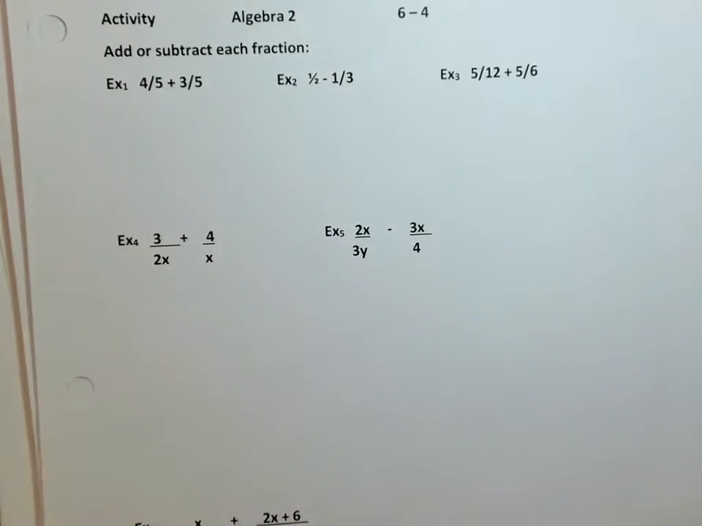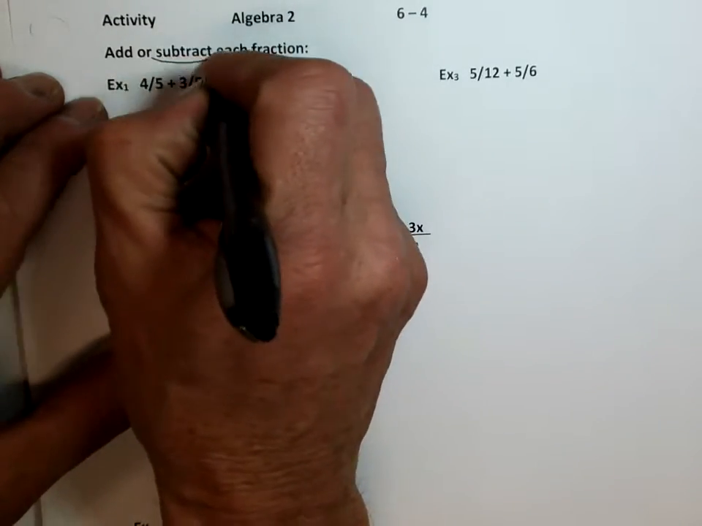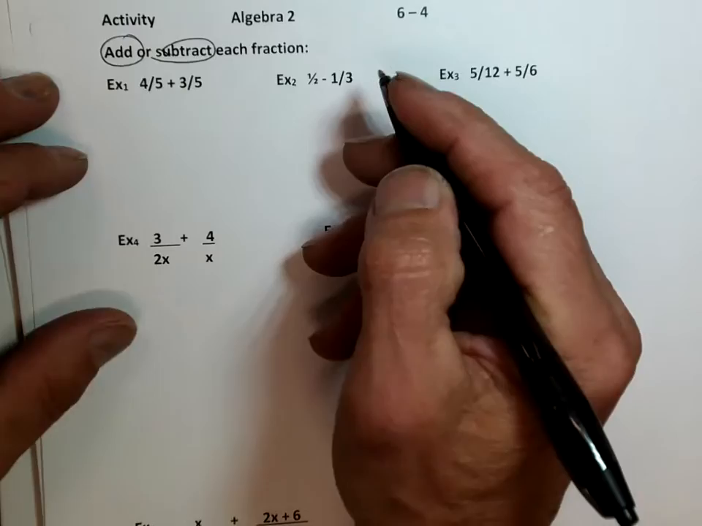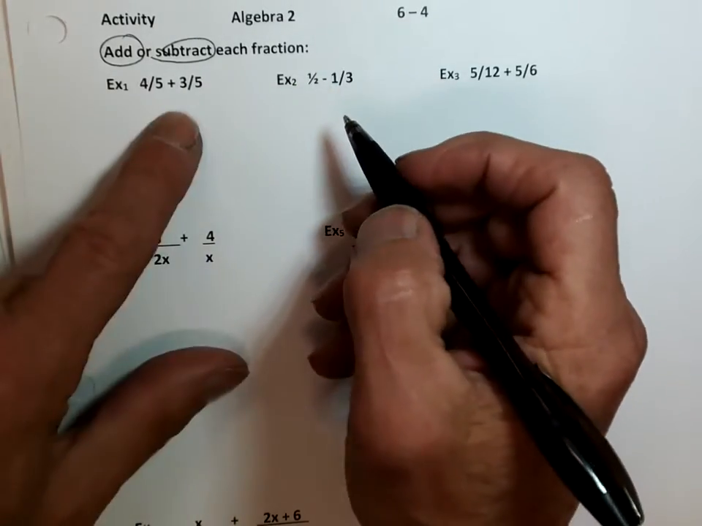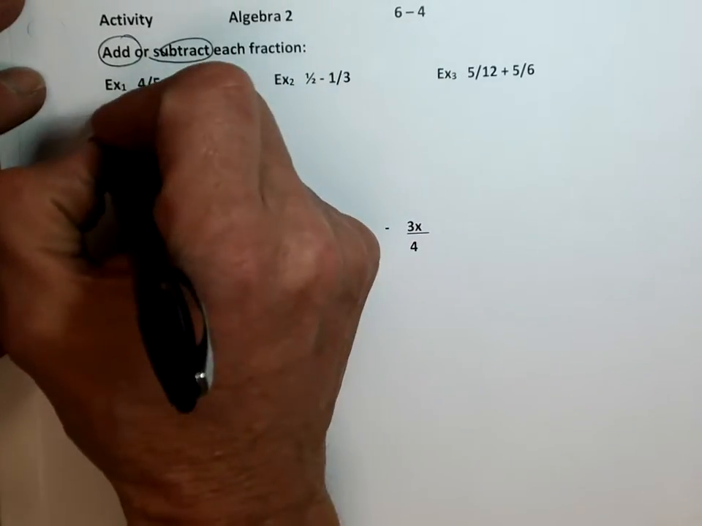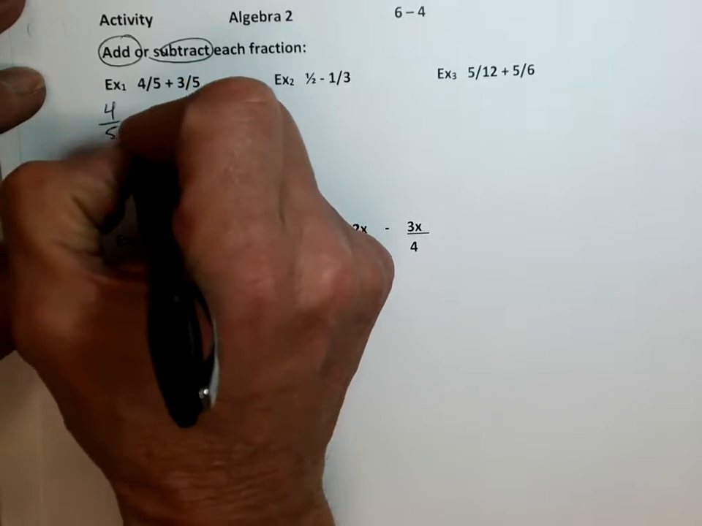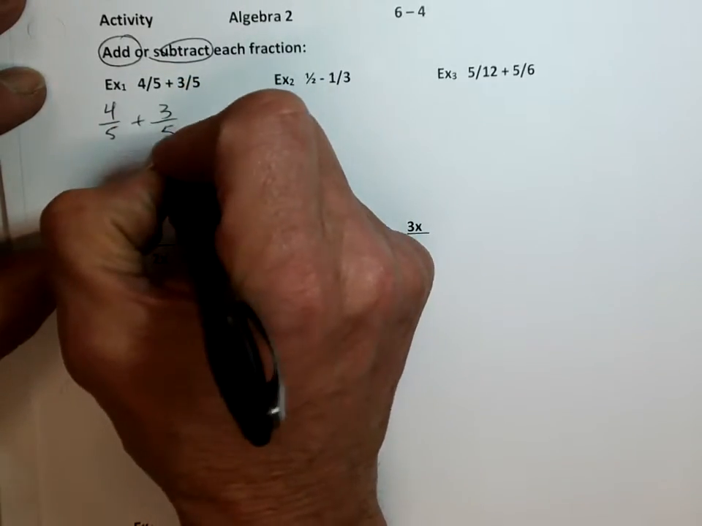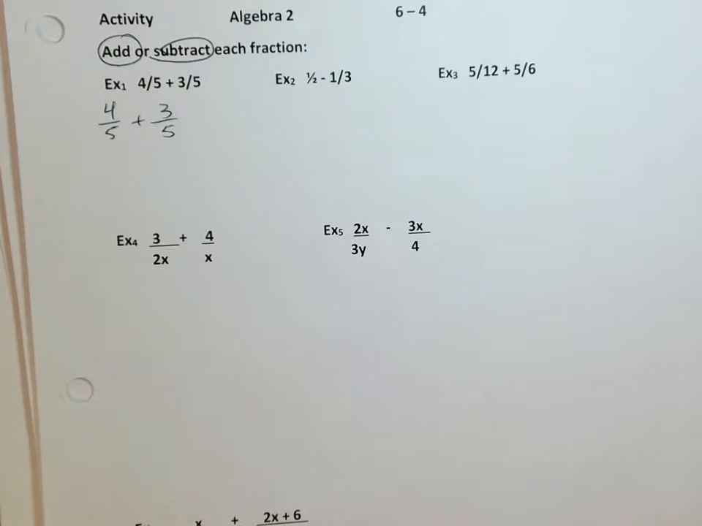Here we go. So today we are going to add or subtract fractions, right? So right off the bat, I'm not very good at typing, but another way to write this is really 4/5 plus 3/5. Okay, now if you're unsure on how fractions work, I like the pie analogy.